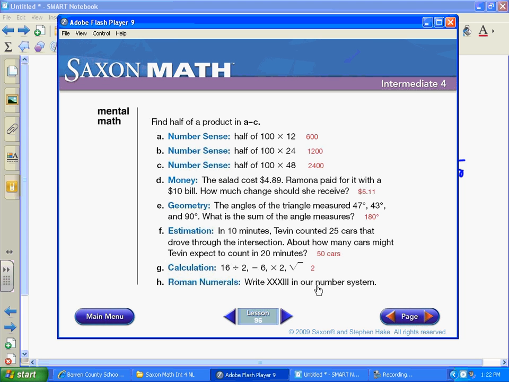Okay, write this Roman numeral in our number system. We know X's stand for 10, and we've got 3 of them. So we're up to 30. And then single lines are ones. So we've got 3 ones. So we've got what number? 33.